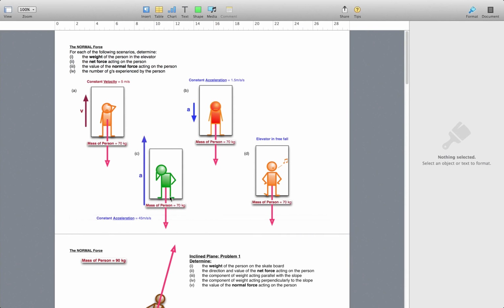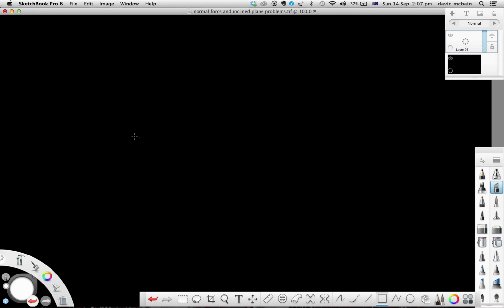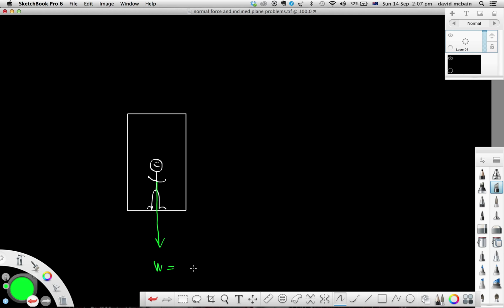The third problem, the person is accelerating upwards at 45 meters per second squared. Wow, that's a pretty enormous acceleration. So let's check this one out. So we've got our elevator and the person is standing in the elevator once again, and their mass is the same as the previous problems, and therefore their weight will be the same. So their weight will be mg, which is going to be 700 newtons.